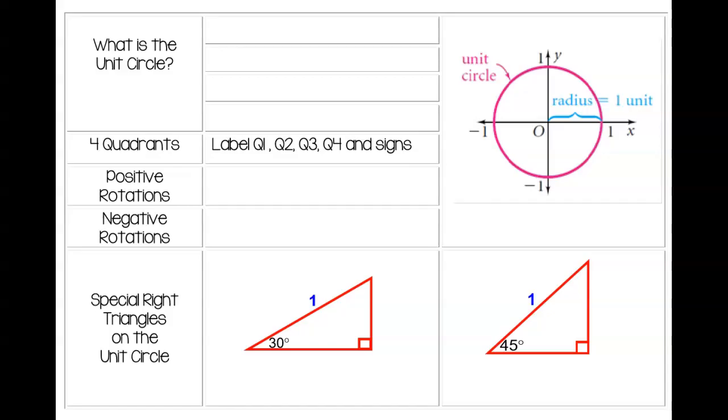It's Lindquist here. So today we're going to talk about what the unit circle is. This unit circle has a radius of 1 unit and is centered at the origin (0, 0). It's used to find exact coordinates for a rotation.